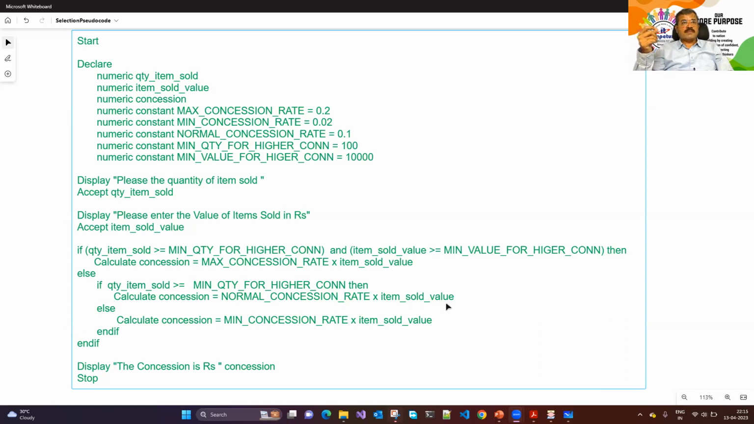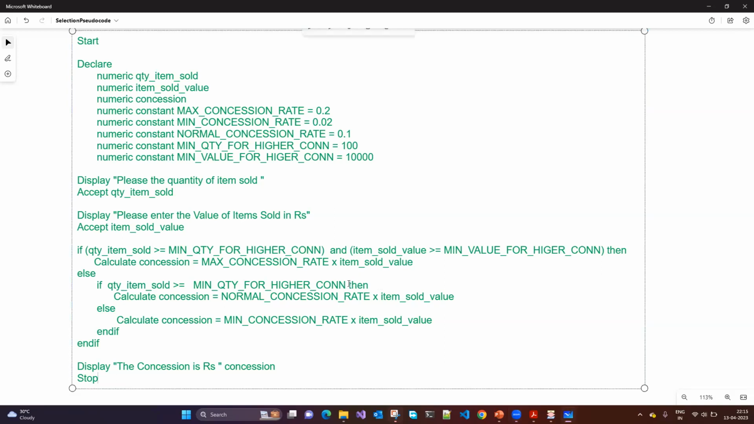Sir, one condition is left out: value of item sold less than 10,000. That is what Bhagesh was saying. So my question is, where will you write that condition? In the else if. There are two ifs, first and second. In the first if or the second if? Second. Bhagesh was also saying the same thing? Yes, sir. But now I am not sure what is right. This is also right.